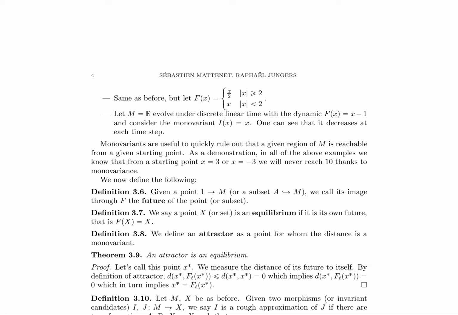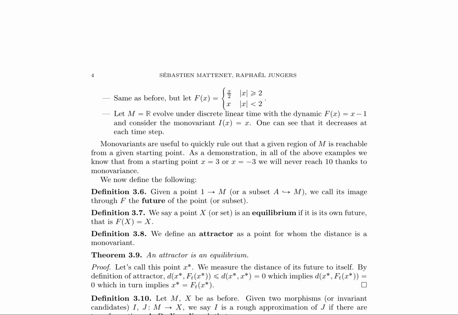Monovariance plays a crucial role in understanding the dynamic behavior of systems. A monovariant is a morphism I: M → X that decreases at each time step under the dynamic f, enabling rapid determination of whether a given region of M is reachable from a specific starting point. The authors also introduce key concepts, including equilibrium, attractor, and rough approximation of distance, and provide a theorem to prove that an attractor is indeed an equilibrium.